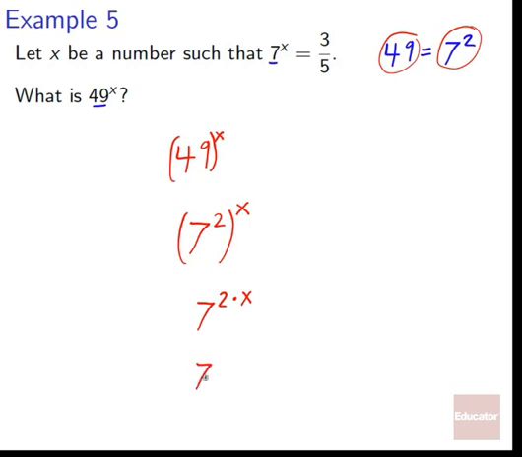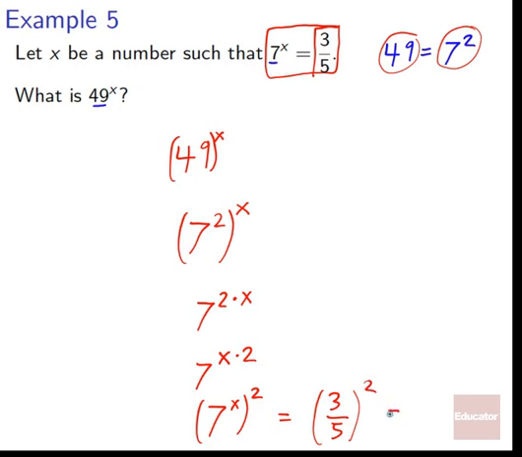But we could also write that as 7 to the x times 2, which we could then write as 7 to the x all raised to the 2, which would be, hey, we know what 7 to the x is. It's 3/5. So we've got 3/5 all raised to the 2, which means we've got 9 over 25, because we square the 3 and we square the 5. 3/5 squared means that the square will go onto the 3, go onto the 5.